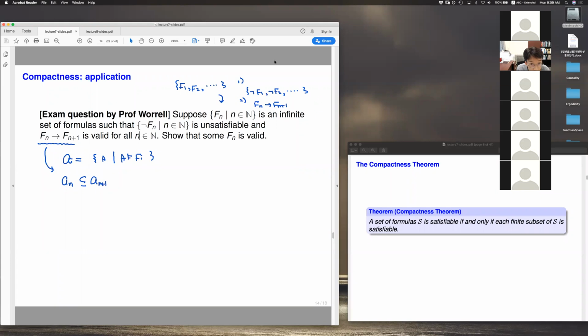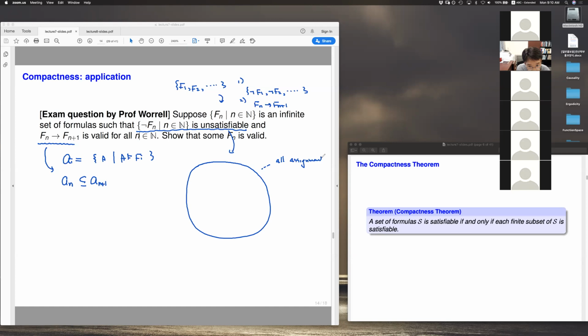Now, imagine all the possible assignments, not only the satisfying ones. Initially we have A1, then something larger, A2, something even larger, A3, and so on. So it goes on like this. That's the situation described by this relationship.